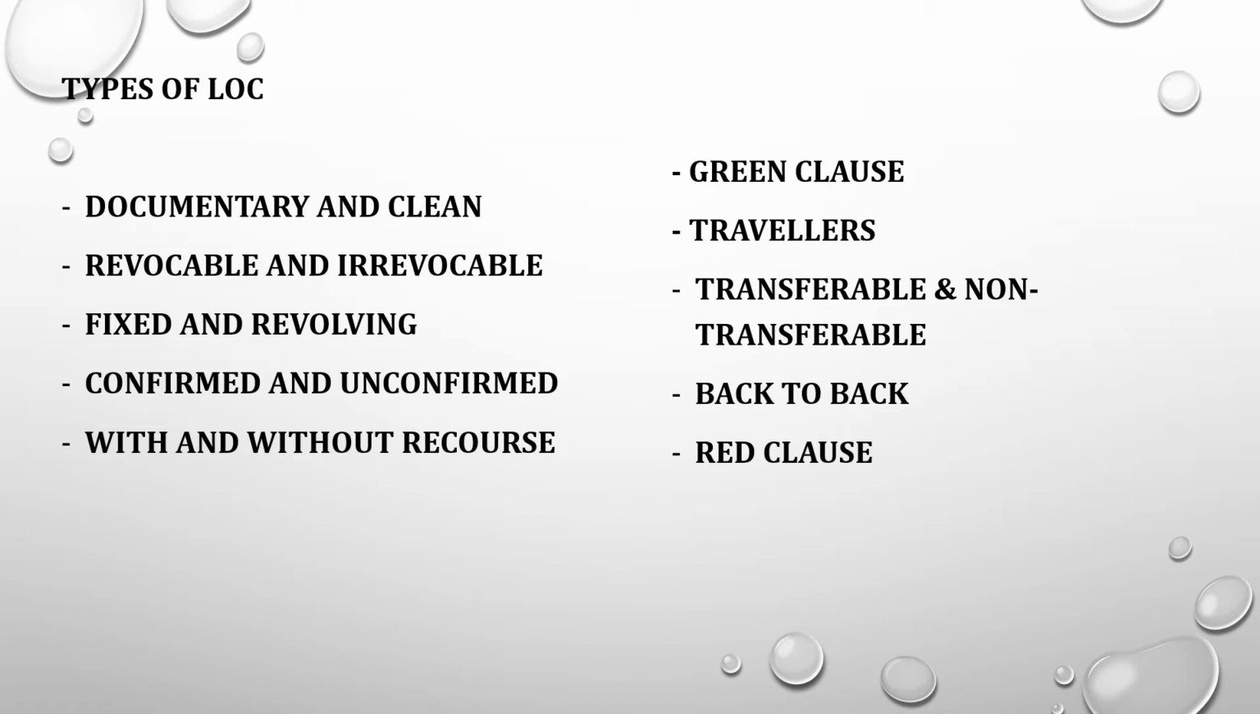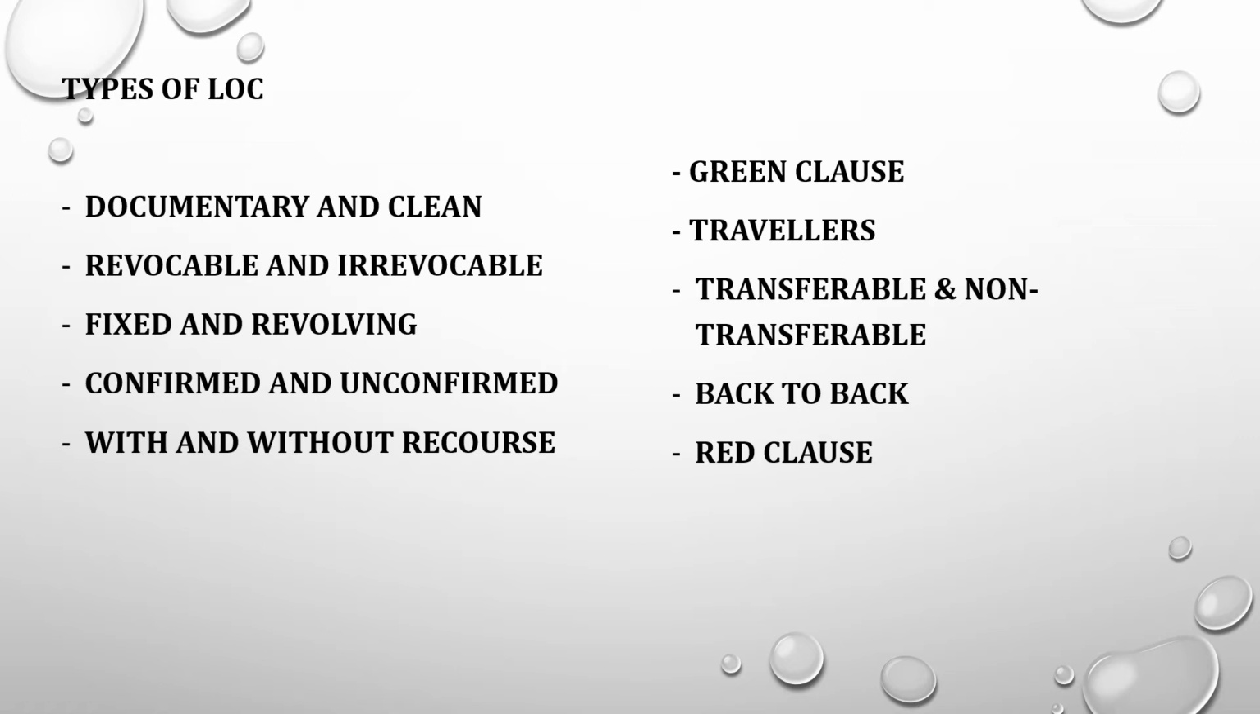Revocable and irrevocable. Fixed and revolving letter of credit. A fixed letter of credit is opened for a specific amount. The exporter may draw the bill more than one time. So the credit would get exhausted as soon as the total amount has been withdrawn. We can draw the bill till the credit amount gets exhausted. Revolving letter of credit is a letter of credit wherein the amount of credit remains constant. When a bill is drawn, the amount gets reduced, which means that the bill has been duly honored and the credit amount is automatically renewed. So that comes under revolving letter of credit.